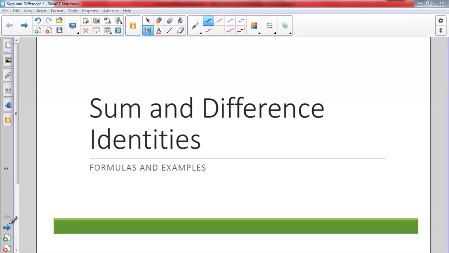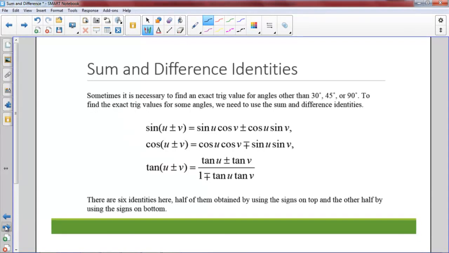In this video, we're going to talk about sum and difference identities. We're going to look at the formulas and then do some examples. Sometimes it's necessary to find exact trig values for angles on the unit circle, and other times it's necessary to find exact trig values for angles that are not on our unit circle. So we can use two angles U and V that are on our unit circle to find the sine of an angle that's not on our unit circle.